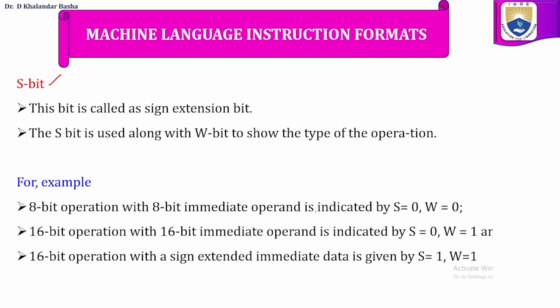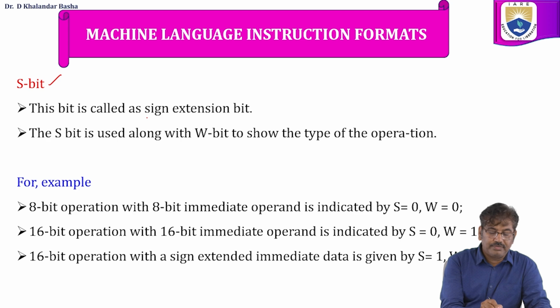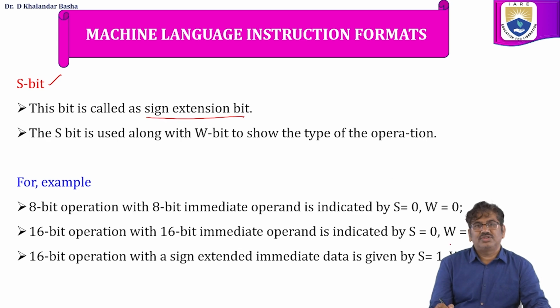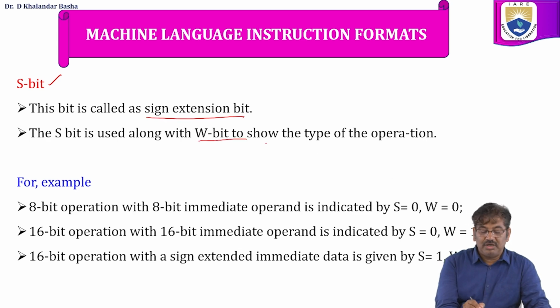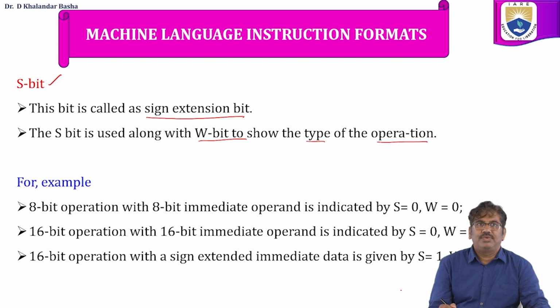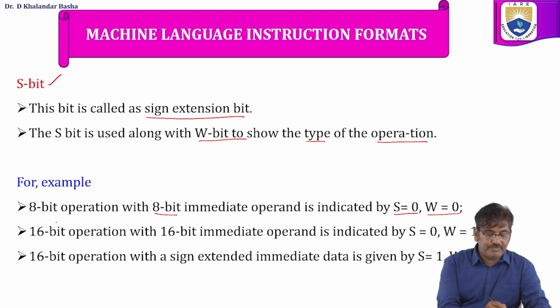The next bit corresponds to the S bit. This bit is called the sign extension bit. The S bit is used along with the W bit to show the type of the operation. For example, an 8-bit operation with 8-bit immediate data operand is indicated as S equal to 0, W equal to 0, that is, an 8-bit operation.